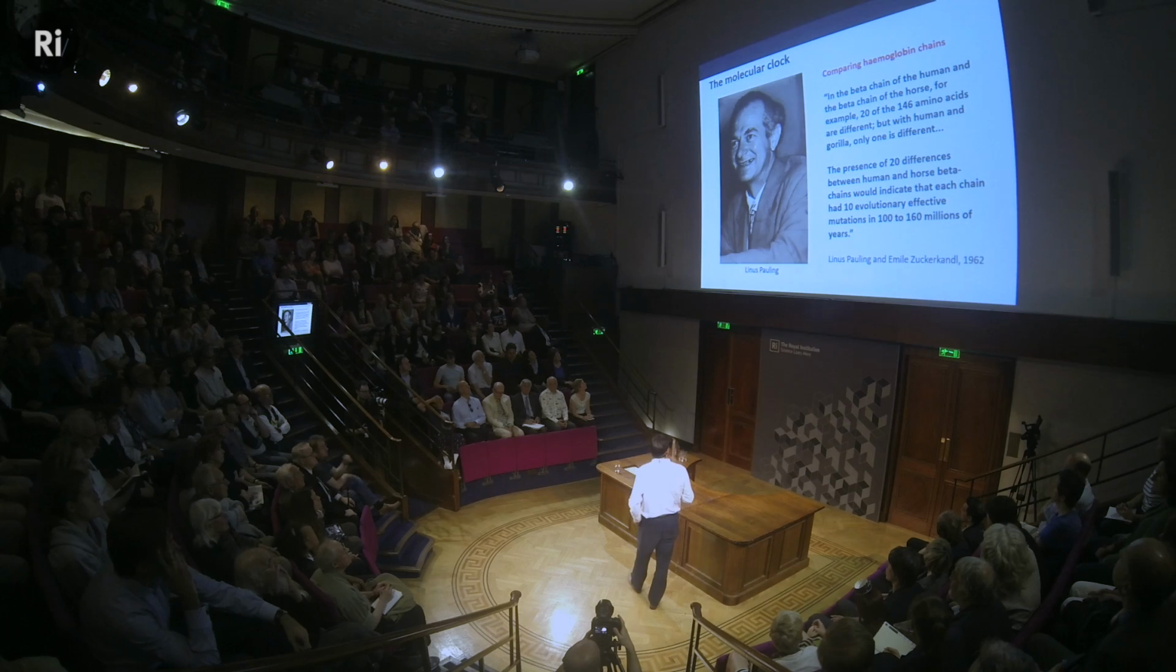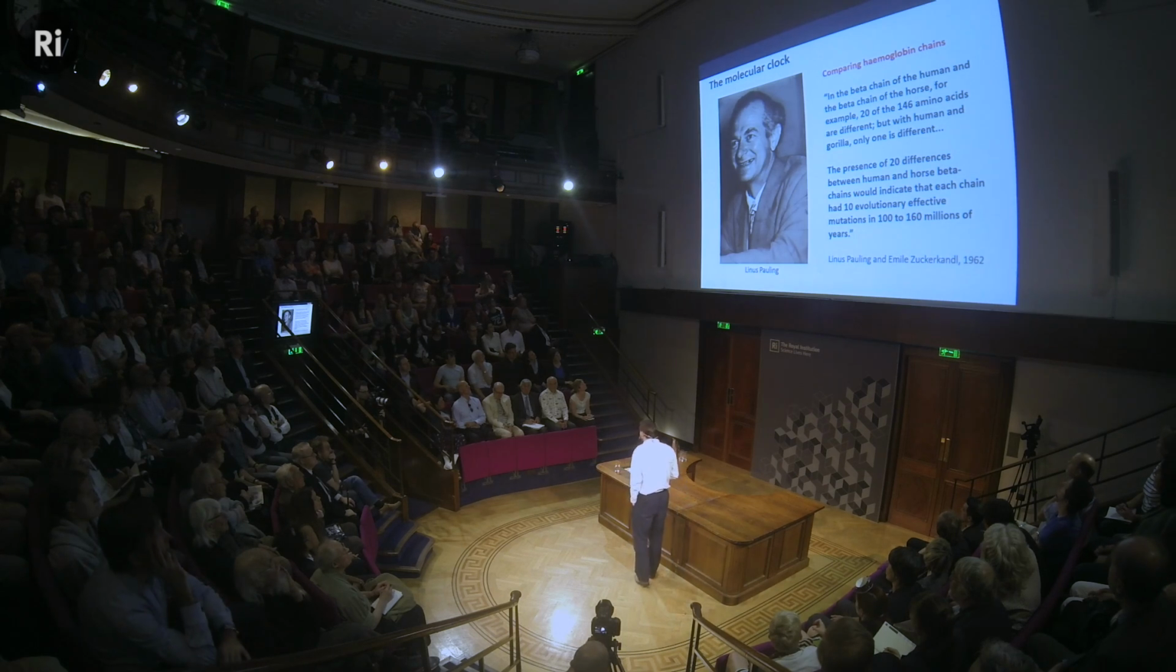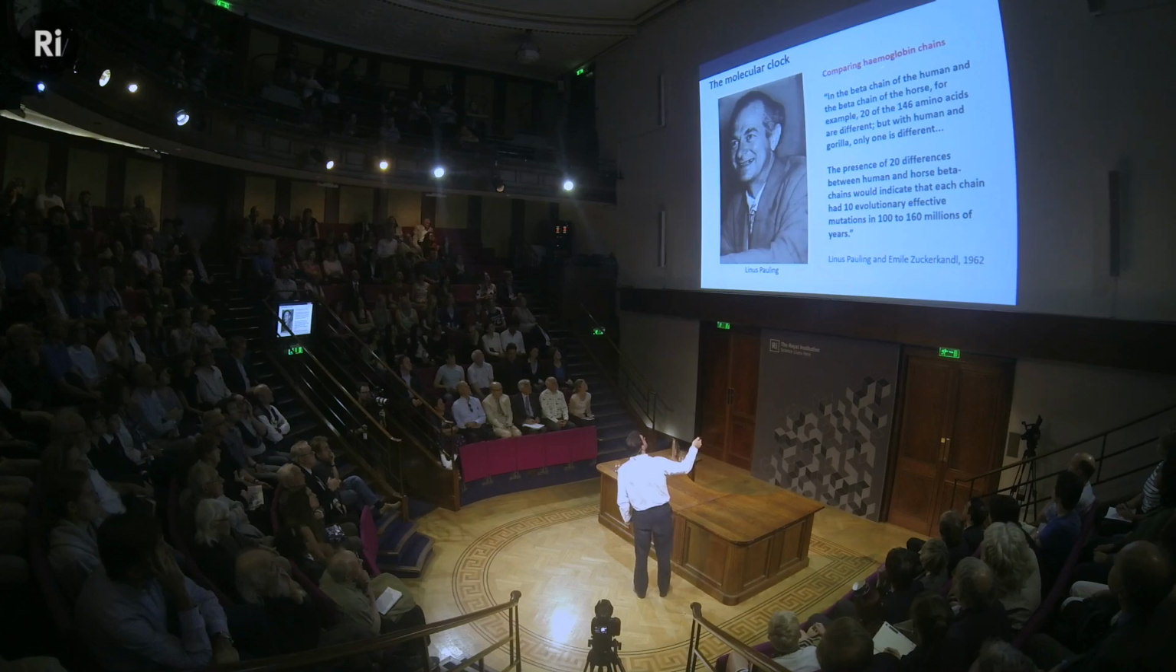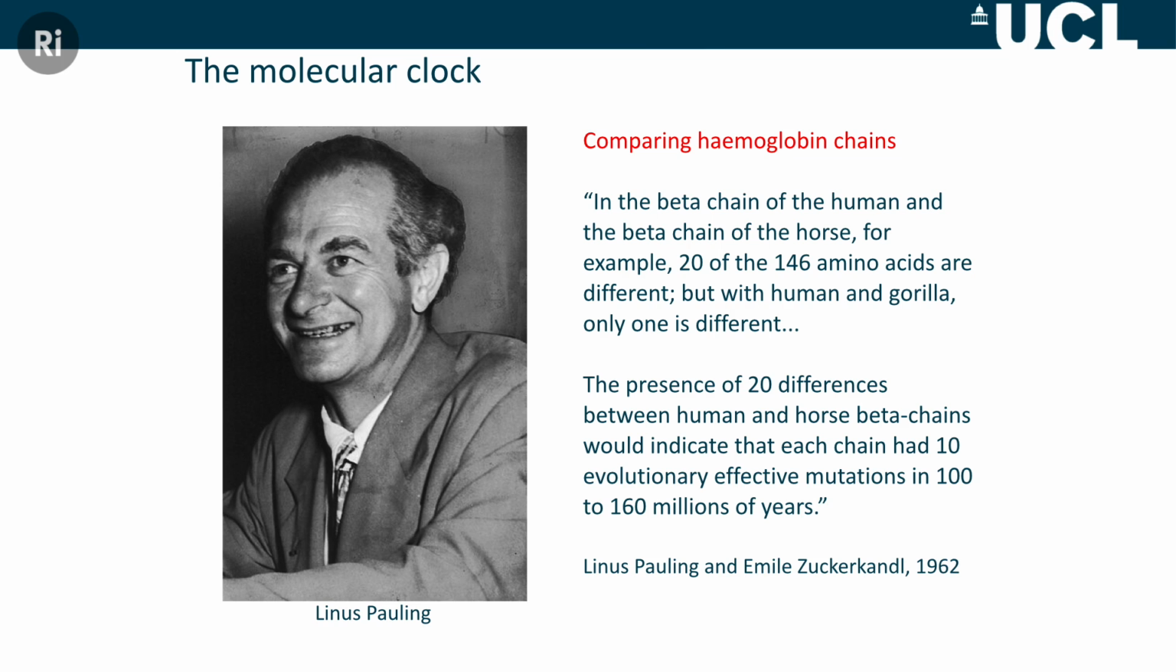So what Linus Pauling did with Emil Zuckerkandl in 1962 was they started comparing different proteins, the number of different amino acids in proteins from different places. So they compared hemoglobin, the beta chain of hemoglobin, in the gorilla, the horse, and the human, and they found there's 20 different amino acids if you compare a horse with a human being. There's only one different amino acid if you compare the same protein in a gorilla with a human being.